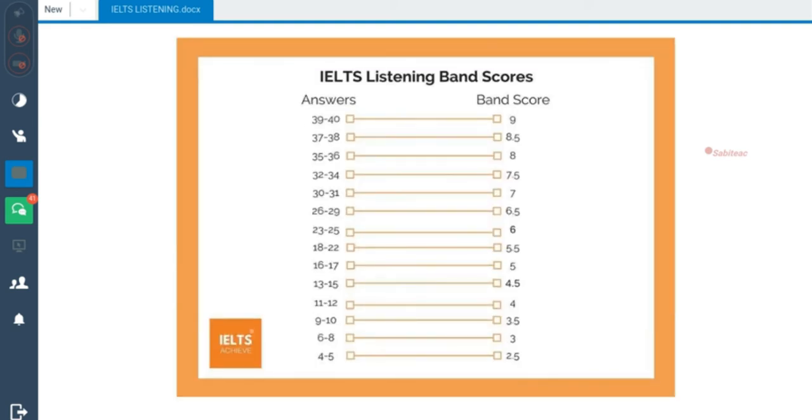Now let's look at IELTS listening band scores. How to convert your band score. For you to have 9/9 in the listening section, you have to get 39 out of 40 or 40/40. For you to get 8.5, you have to be able to score 37/40 or 38/40.